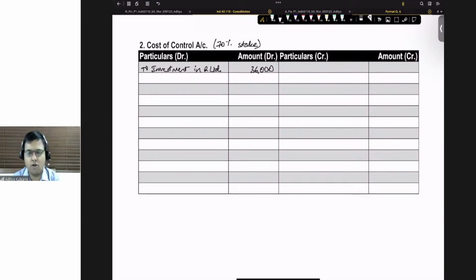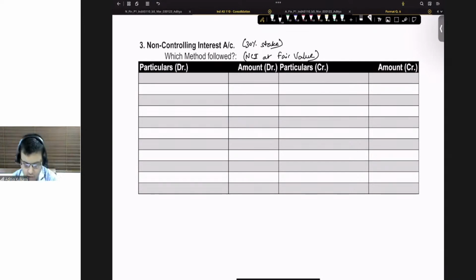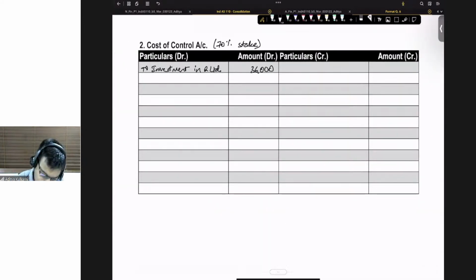Okay. So this is your cost of control account. Since this is 70%, your NCI is a 30% stake. And always write which method you are following. Which method followed? NCI at fair value. Okay. So you are clear about these two things: one is the stake and the other is the method used for valuing NCI on the date of acquisition. Now let us move to the next part.